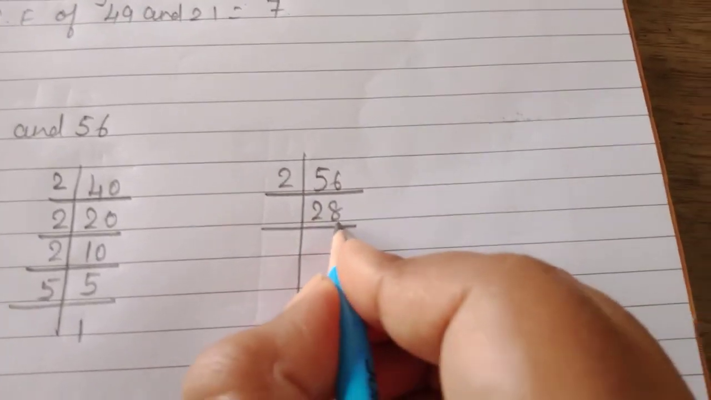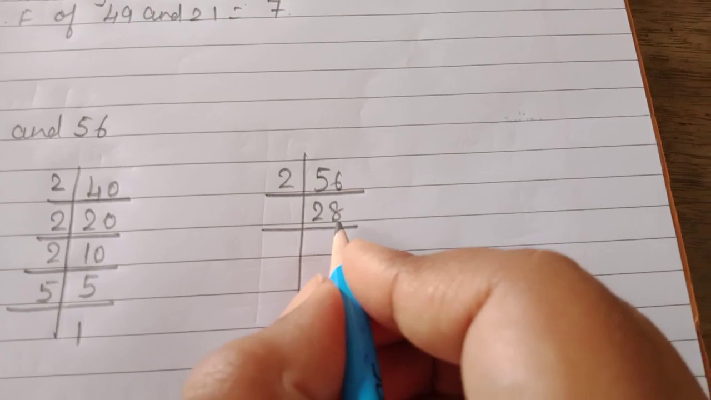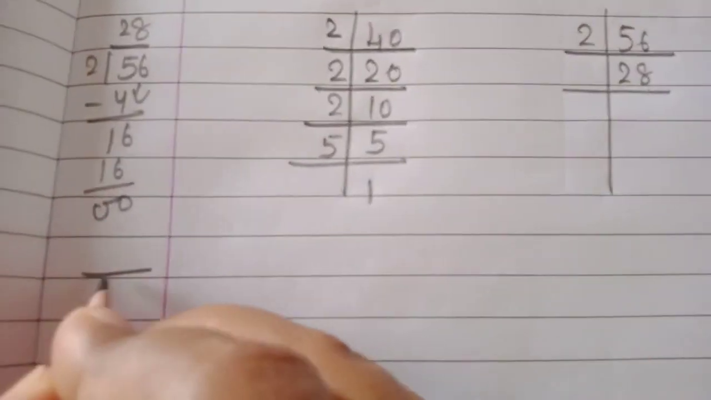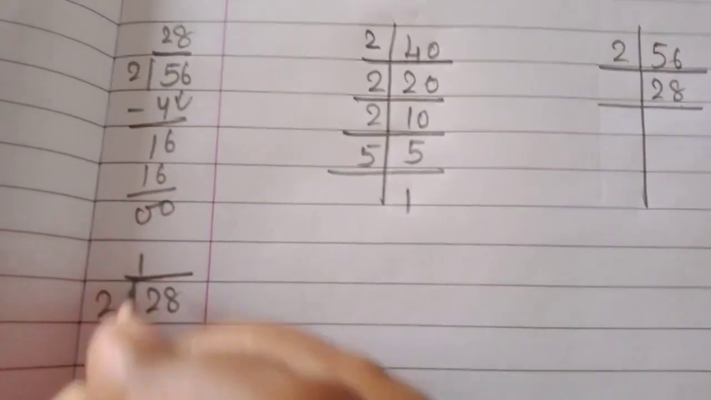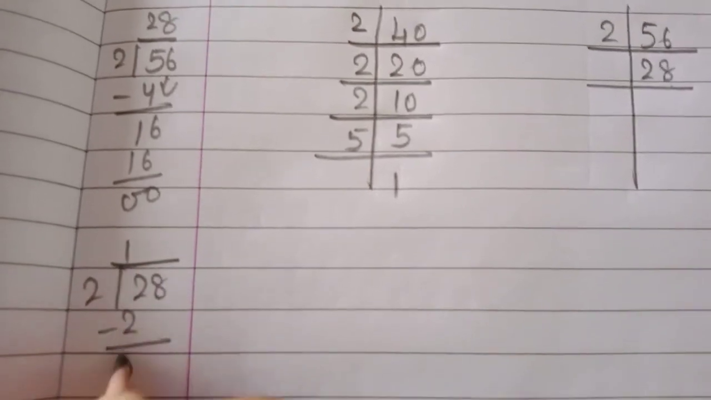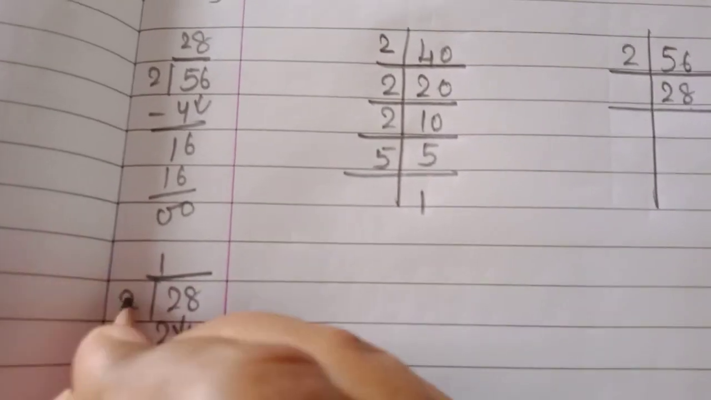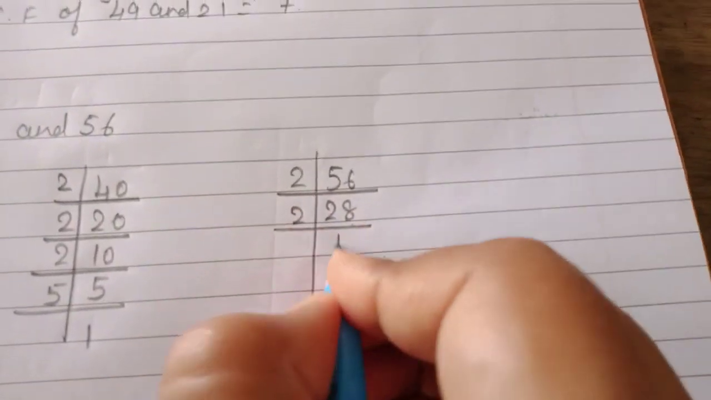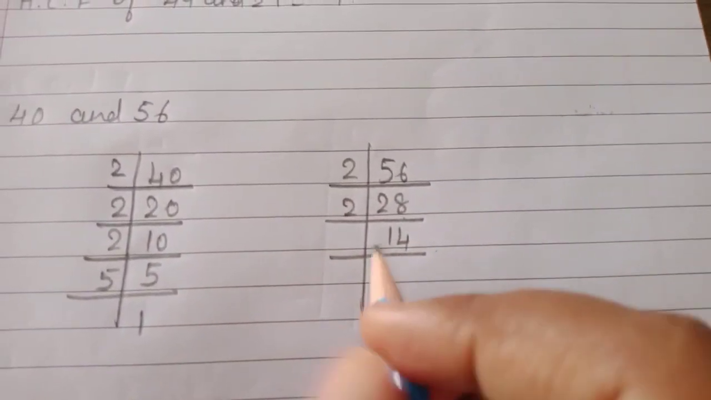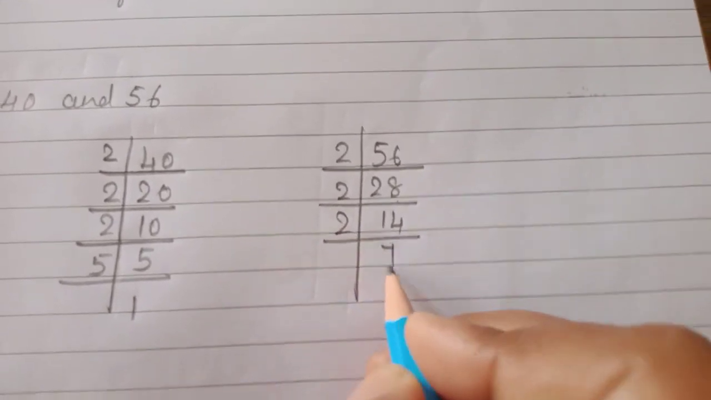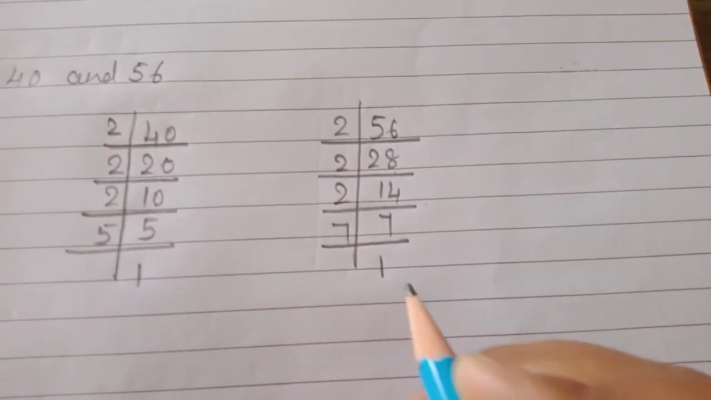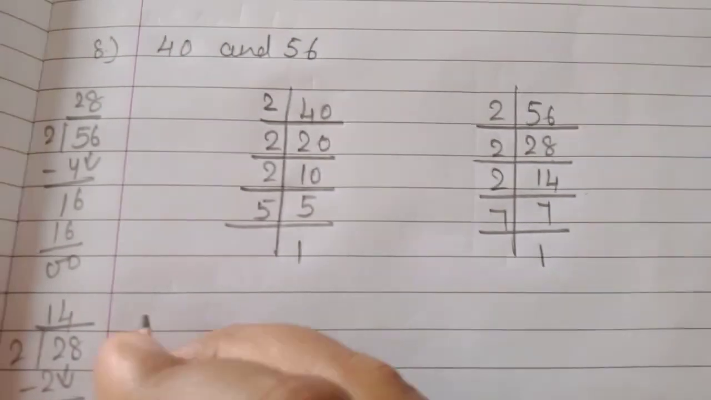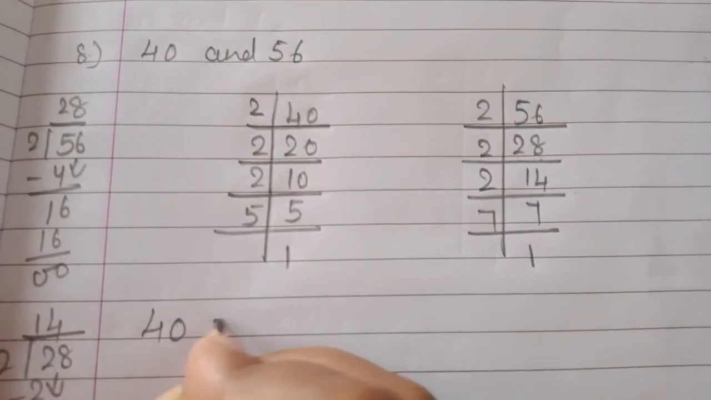Now again here see, an even number is there, 8. So it is also divisible by 2. So in the 2 table when 28 will come, 2 1s are 2. So 2 minus 2, 0. So this 8 will come down. Then 2 4s are 8. So 2 14s are 28. Then in the 2 table when 14 will come, 2 7s are 14. Then 7 will come in the 7 table. 7 1s are 7.